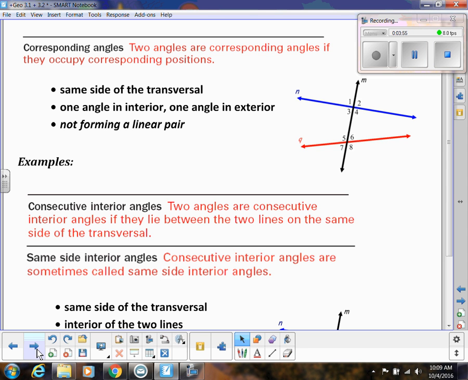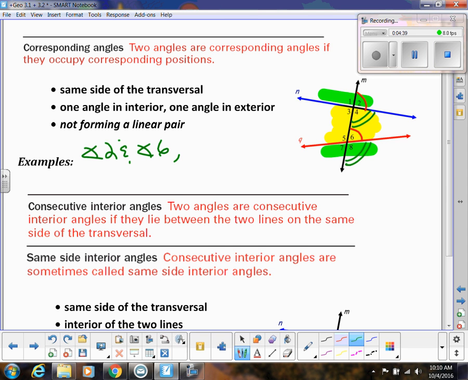Another kind is called corresponding. So corresponding means that they're going to be on the same side of the transversal. One's going to be on the interior and one's going to be on the exterior. And they're not forming a linear pair. So I'm highlighting the interior ones with yellow, exterior ones are green. So I can't do 2 and 4. 2 and 4 would be a linear pair. But I can do like 2 and 6. Those would be corresponding angles. Or on that same side, I could do like 8 and 4. Those would be corresponding.